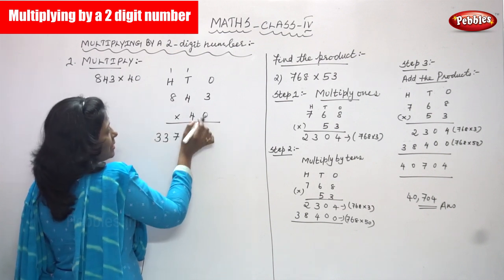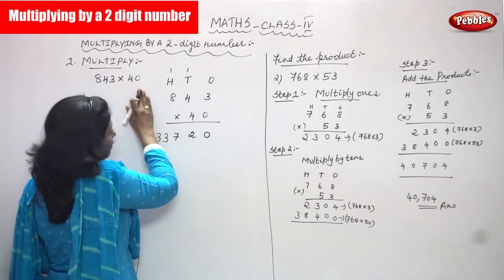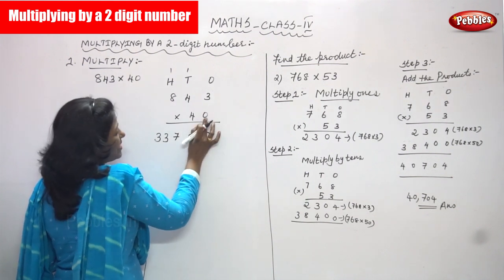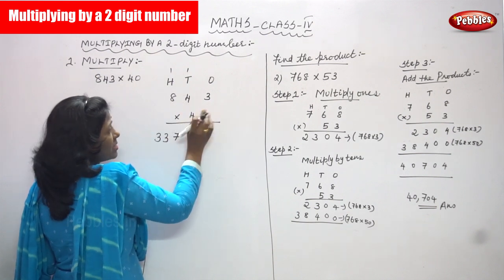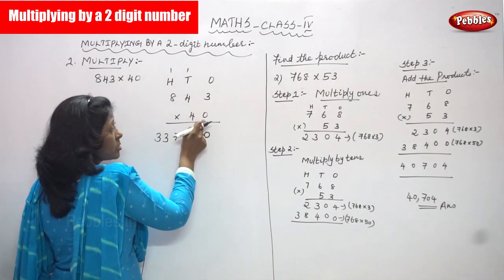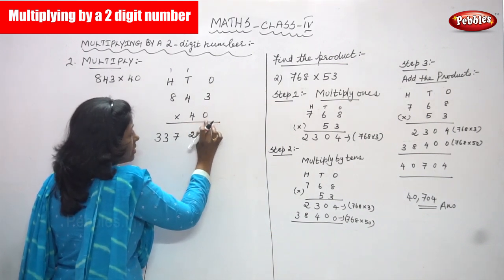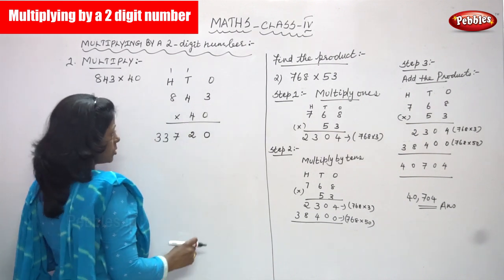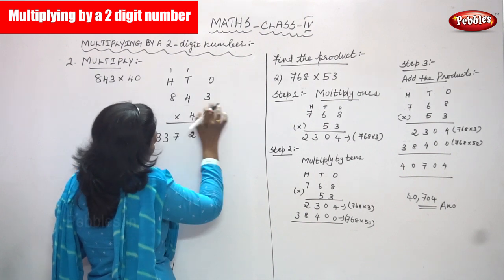See, first I'm going to multiply, that is 843 multiplied by 40. So 40 is a two-digit number. So ones and tens, there are two digits. So 843 is a three-digit number, ones, tens and hundreds. So I am going to multiply the ones digit. What is the number in the ones digit? I am going to multiply 843 into 40. So first I am going to multiply 0 with 843.